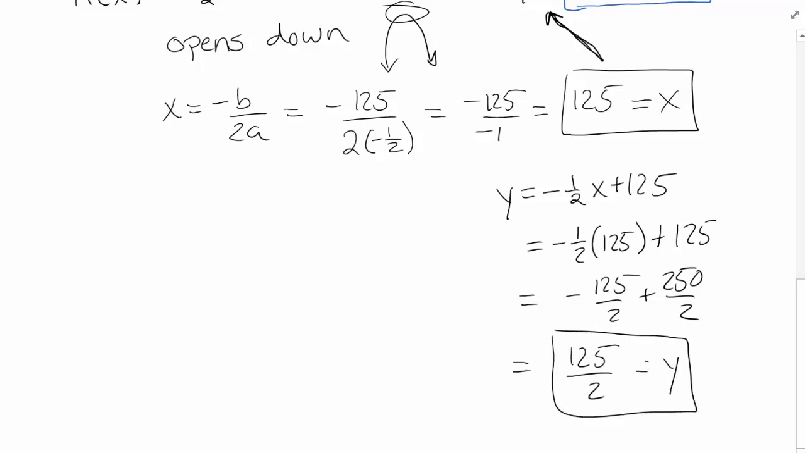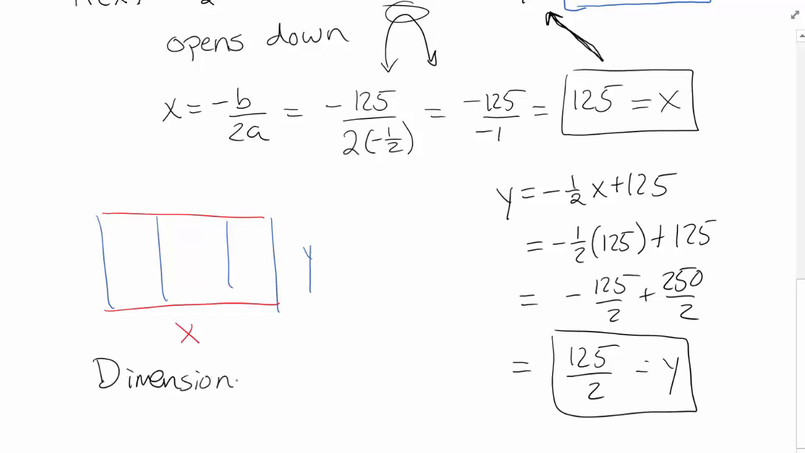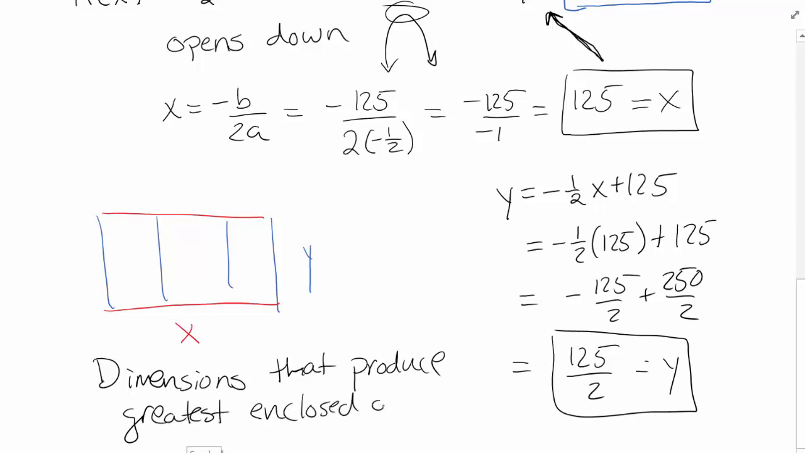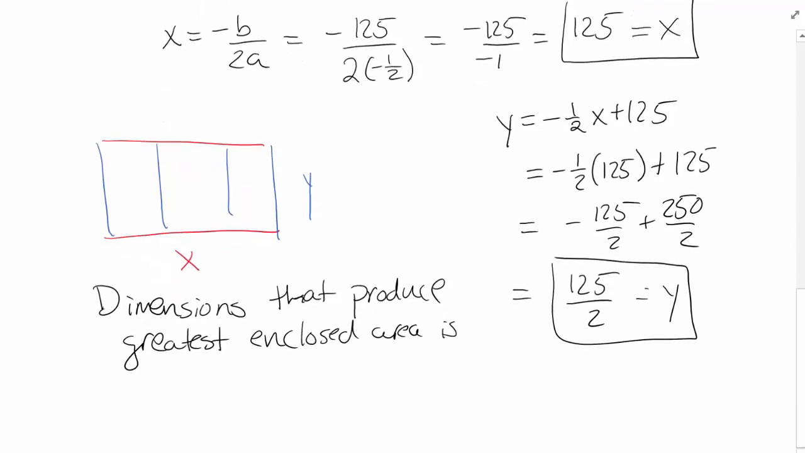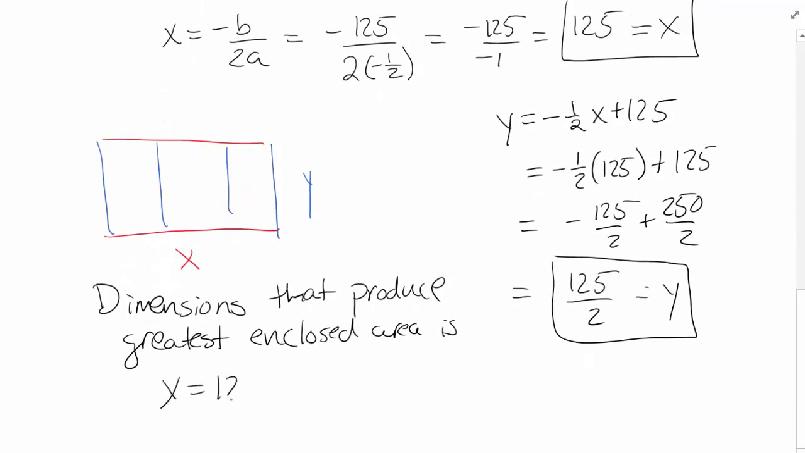Okay, so if you think back to what my pen had looked like, it was something that looked a little like this. This side was X, drawn quickly, so forgive me. There's my Y. We figured out the X and the Y that'll make it happen. So the dimensions that produce the greatest enclosed area is my X is equal to 125 feet, and my Y is equal to 125 over 2 feet.